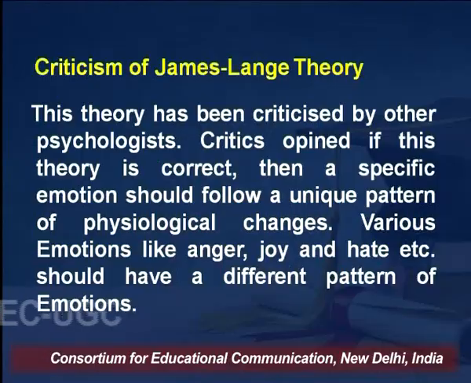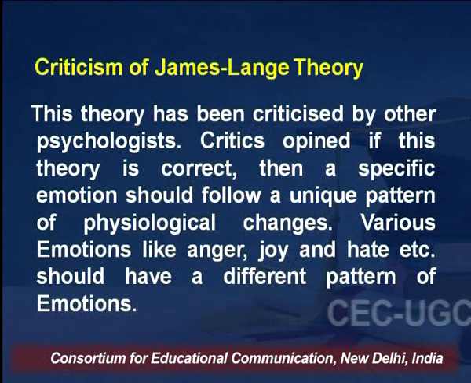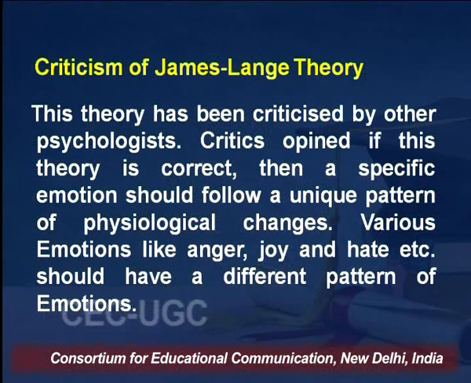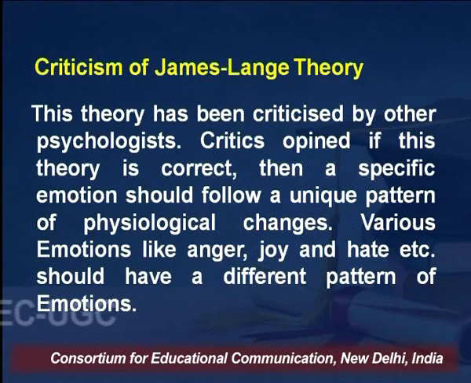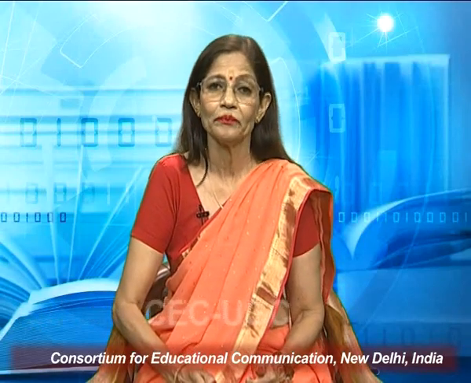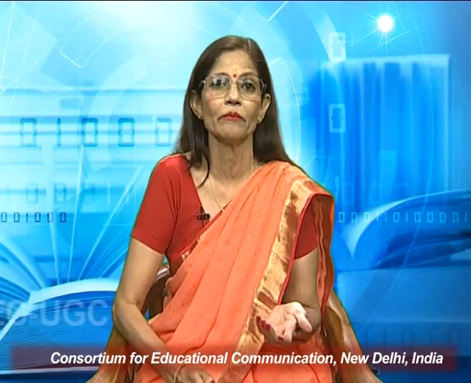How? This theory has been criticized by other psychologists. Critics opined, if this theory is correct, then a specific emotion should follow a unique pattern of physiological changes. Various emotions like anger, joy and hate, etc. should have a different pattern, but it is not like that. So critics wanted to say, if James and Lange are correct, then one should have a different pattern in different emotions, but it doesn't happen.